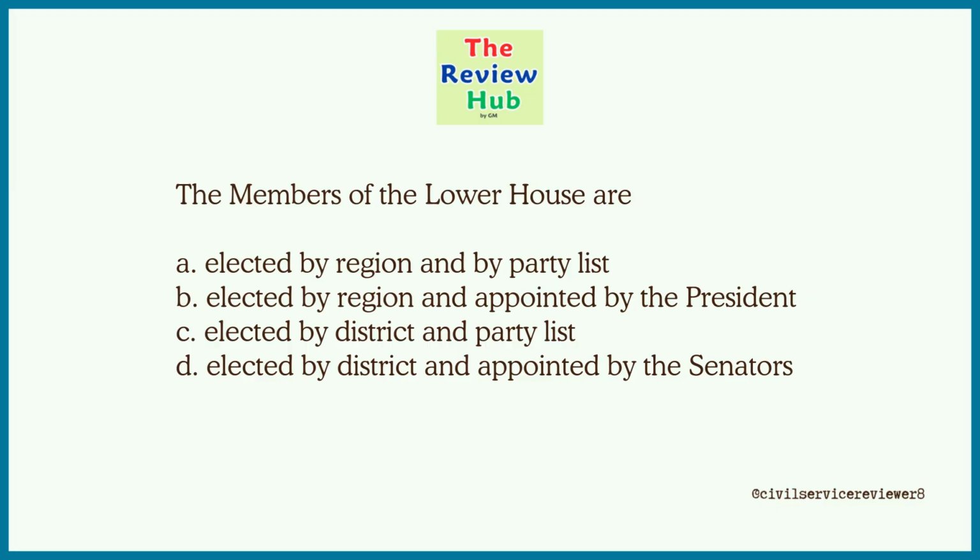The members of the lower house are: A. Elected by region and by party list. B. Elected by region and appointed by the president. C. Elected by district and party list. D. Elected by district and appointed by the senators. The correct answer is letter C. Elected by district and party list.